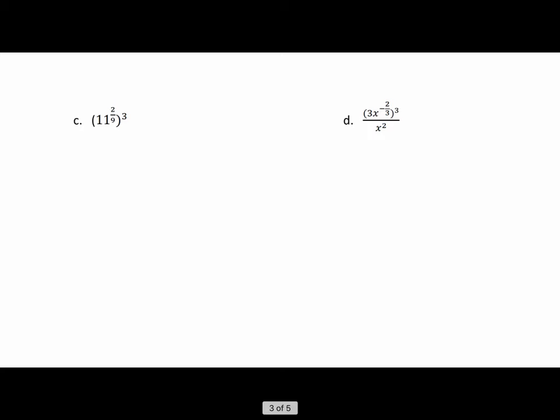For C, 11 to the 2/9 to the 3rd. So that's a power rule, base 11. Multiply the exponents, 2/9 times 3. So we're going to multiply numerators, multiply denominators, and simplify. So since 9 is 3 times 3, I can divide a factor of 3 from both the numerator and the denominator. And I don't need a 1 because I already have another factor there. So in the numerator, that leaves 2. In the denominator, that leaves 3. So 11 to the 2/3 power is a simplified fraction exponent. So that's as simple as that gets with a positive exponent only.